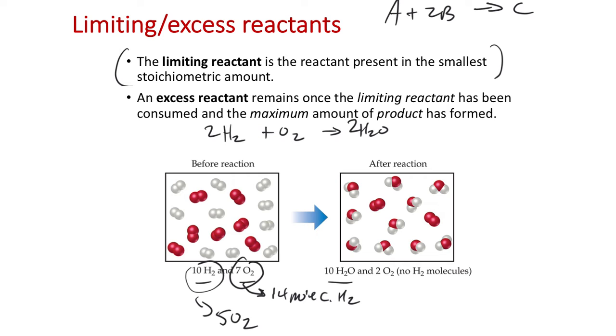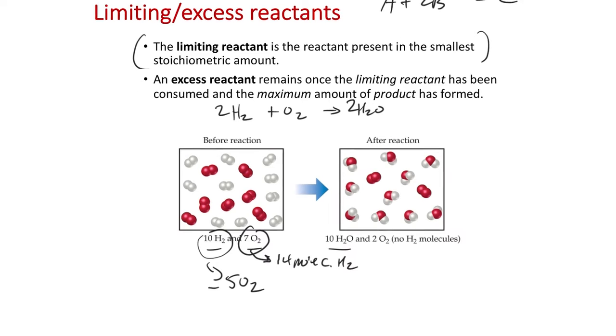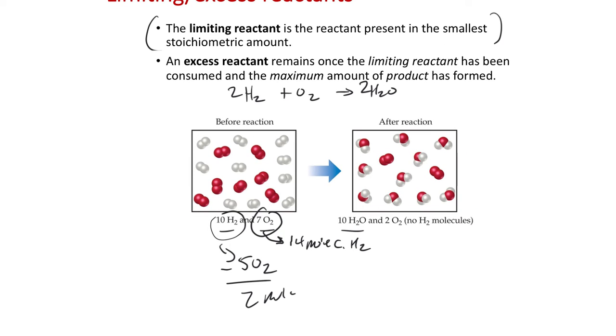And so if I have 7 O2s, I need 5 to react. Then I should have 2 left over. So those 2 molecules of O2 are in excess, meaning I could have just mixed 10 and 5. But like I said, I can mix together whatever I want, and just one of them can be left over. And so the O2 is going to be the one that's left over.